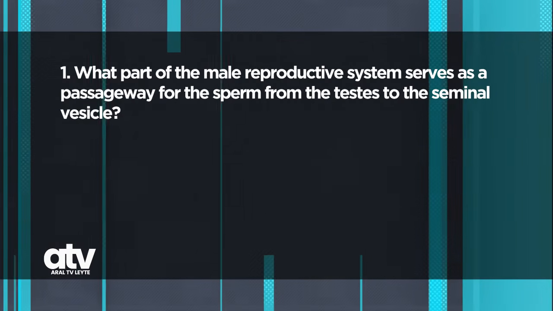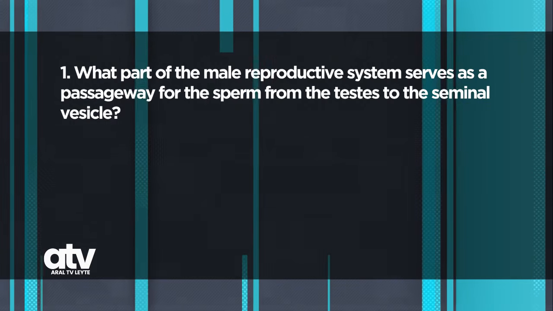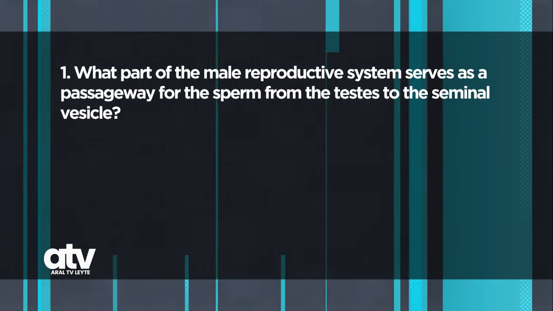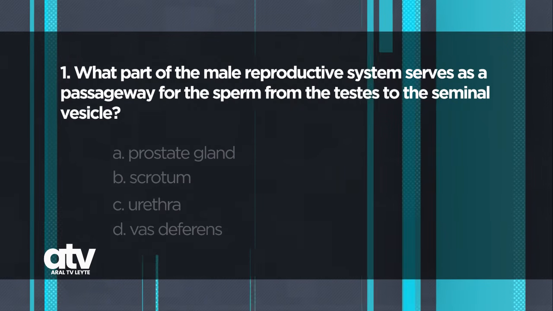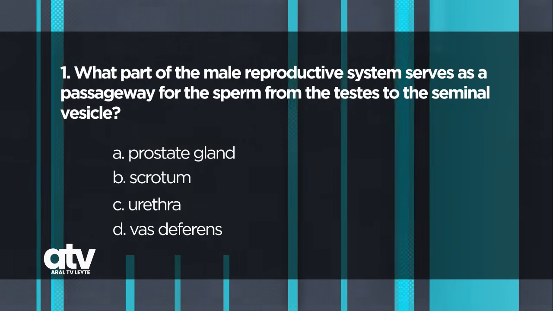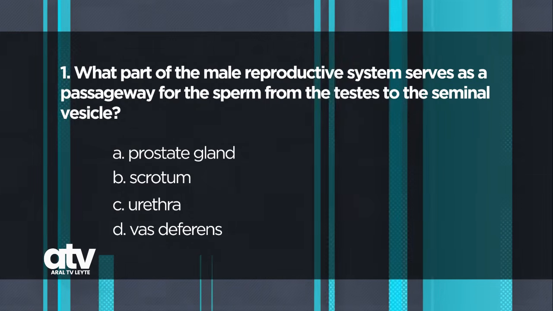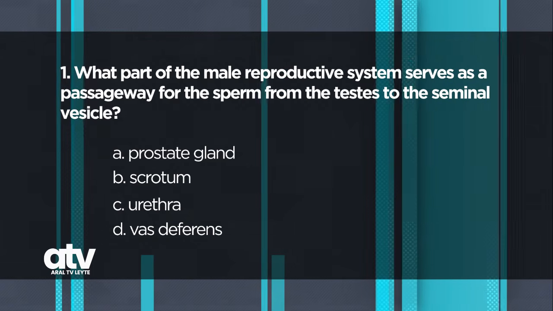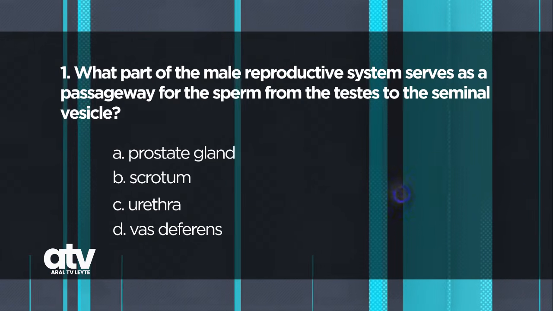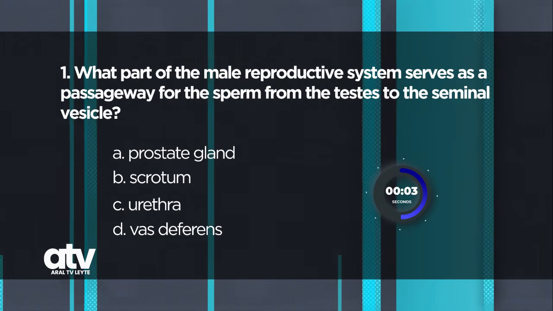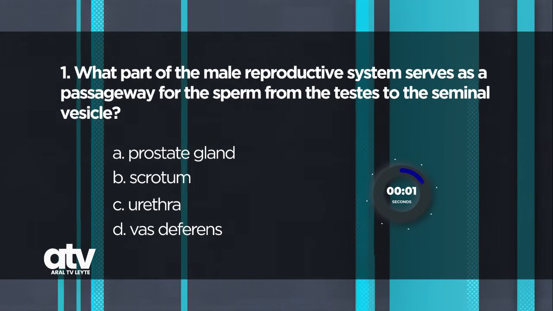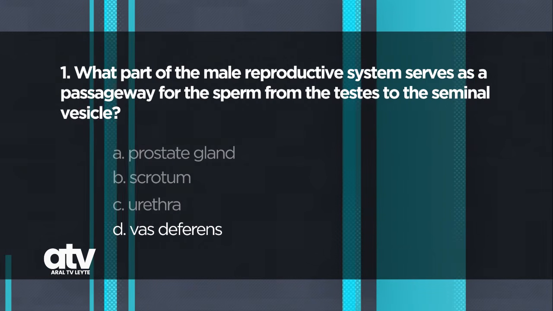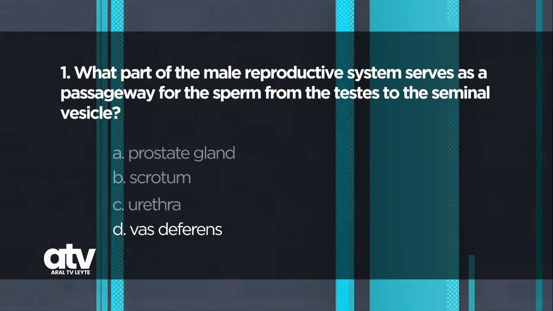Number 1. What part of the male reproductive system serves as a passageway for the sperm from the testis to the seminal vesicle? A. Prostate gland. B. Scrotum. C. Urethra. D. Vas deferens. The correct answer is letter D, Vas deferens.